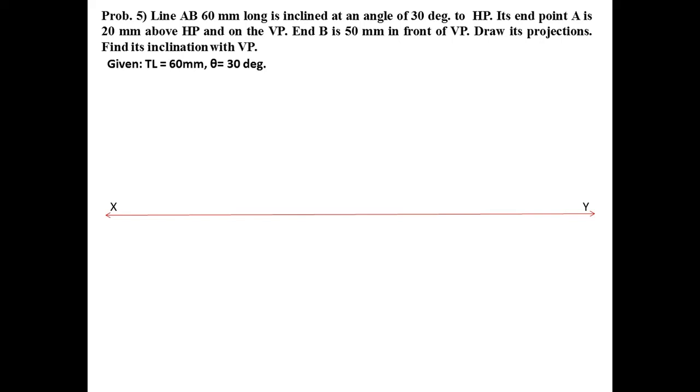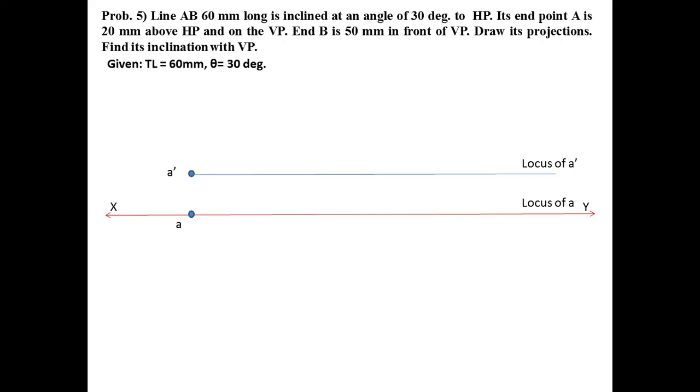Now we'll show the first initial points of line AB. Point A is 20 mm above HP, that is 20 mm above the XY line, so point A dash must be 20 mm above the XY line. And it is on VP, so the top view must be on the XY line. So the top view of point A is on the XY line, that is on VP. Now draw the locus through point A dash, that is locus of A dash, and locus of A.